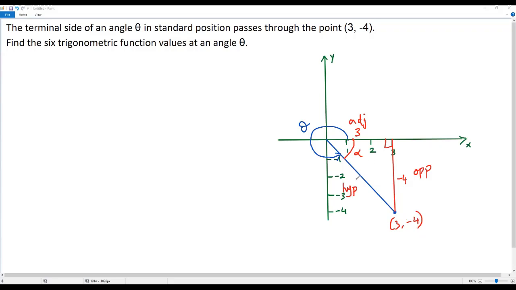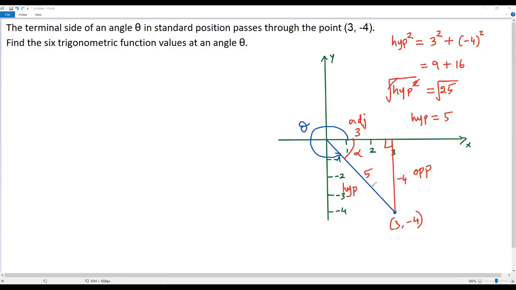Okay, now we have to find the length of the hypotenuse to find the 6 trigonometric function values. So we have to use the Pythagorean theorem. According to the Pythagorean theorem, the square of the hypotenuse is equal to the sum of the squares of the other two sides of the right triangle. Say 3 squared is 9 and (-4) squared is 16, and 9 plus 16 is 25. That is, the square of the hypotenuse is equal to 25. So to get rid of the square, I am taking the square root on both sides. The square root and square cancel out and I get the hypotenuse is equal to just 5. So the length of the hypotenuse is 5. Now I have the lengths of all 3 sides of the right triangle.